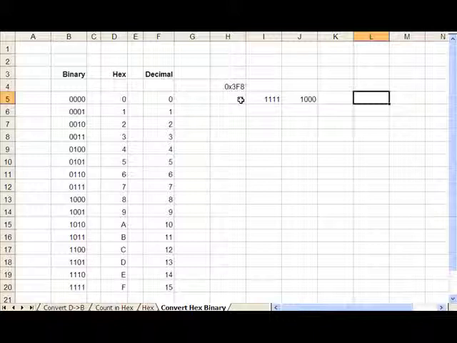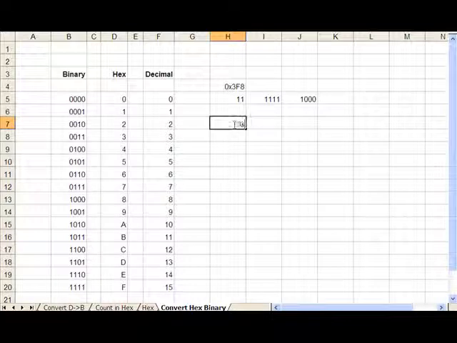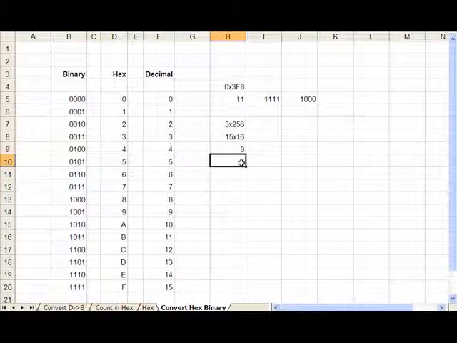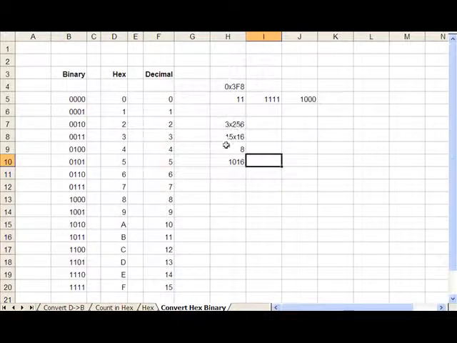Now if we wanted to convert this binary number into decimal, or this hex number into decimal, let's do both of those just for practice. Well, 3F8 we did in the last slide. 3 groups of 256, F groups or 15 groups of 16, and 8 groups of 1, which is simply 8, and when we add those up we get 1016.